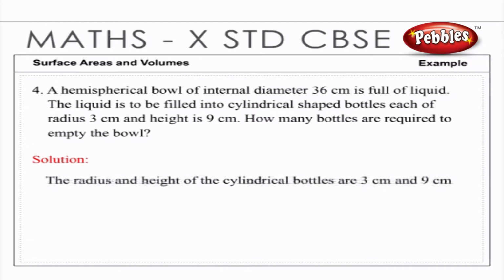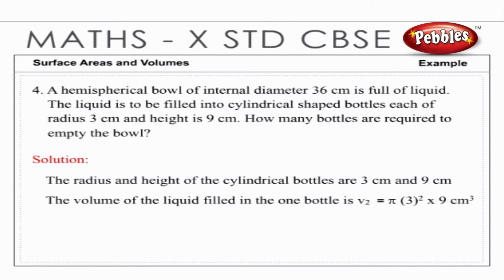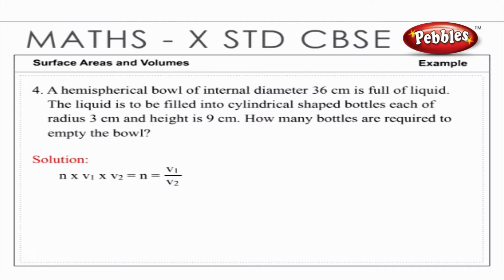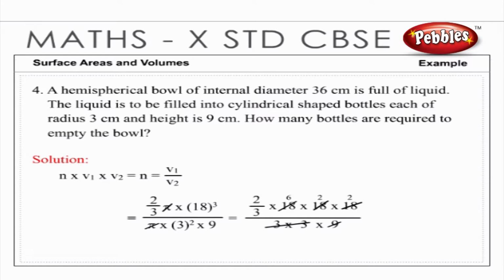The radius and the height of the cylindrical bottle are 3 centimeter and 9 centimeter. The volume of the liquid filled in one bottle is V2 is equal to pi into 3 square into 9 centimeter cube. Let the number of bottles required be n. Then n into V2 is equal to V1, so n is equal to V1 by V2. Substituting the values of V1 and V2 in the formula, we get n equal to 48.